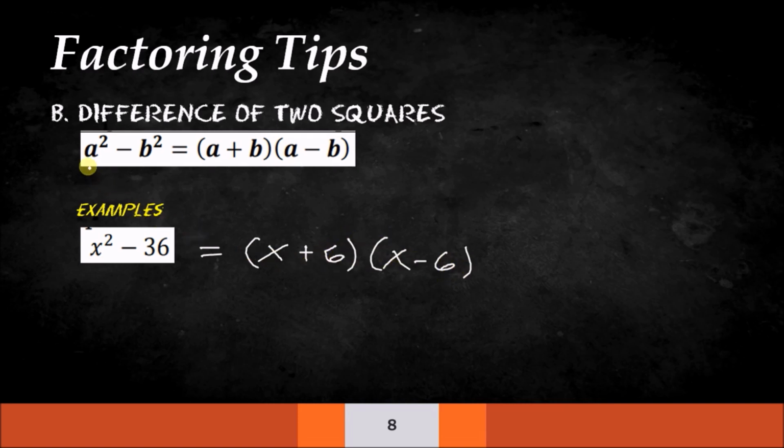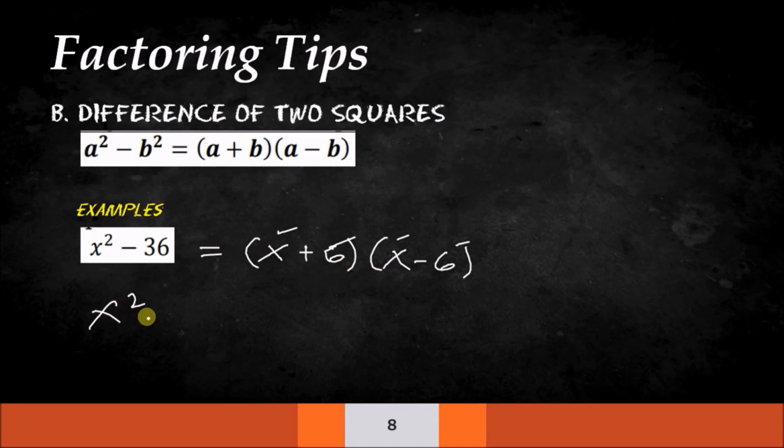because according to the rule, you just have to get the square root of the first term, lalagay mo dito, and you just have to get the square root of 36, ilalagay mo sa pangalawang part ng mga binomials. And the difference of the two factors, positive yung isa, minus yung isa.